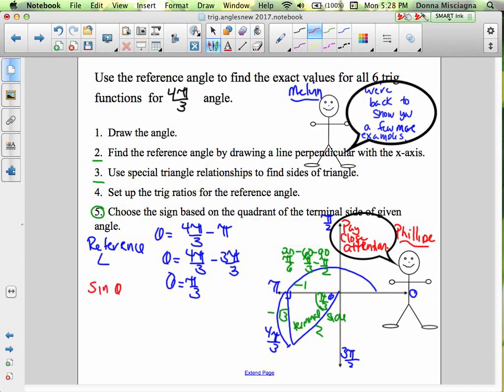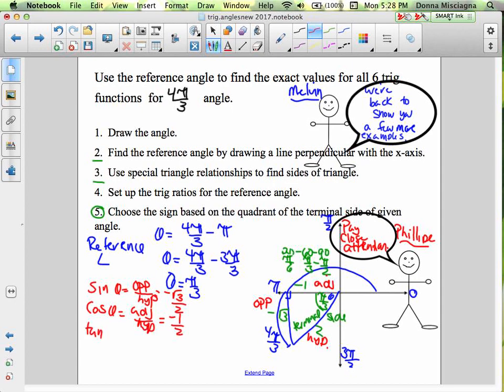So sine theta, that's opposite over hypotenuse. And if you're having trouble with opposite, adjacent, and hypotenuse, adjacent, of course, is along the angle there. Opposite is across the triangle. And hypotenuse is opposite the right angle. So sine theta is going to be negative square root of 3 over 2. And cosine theta is the adjacent over the hypotenuse. So that's going to be negative 1 over 2, or negative 1/2.